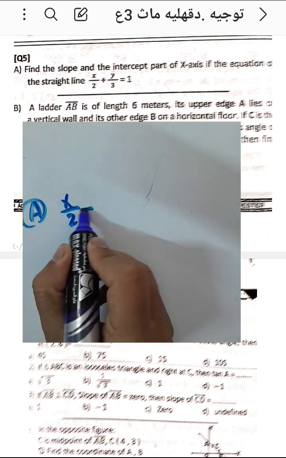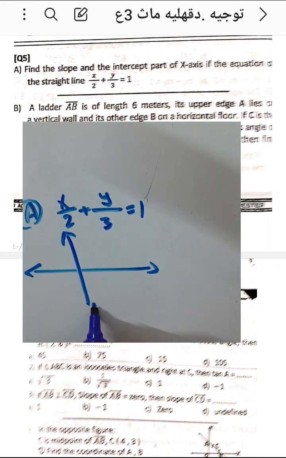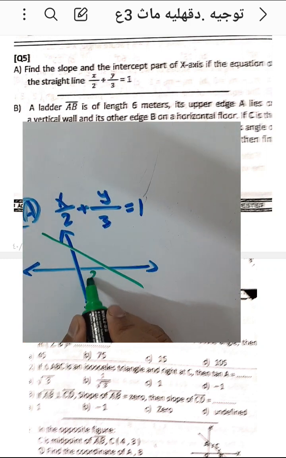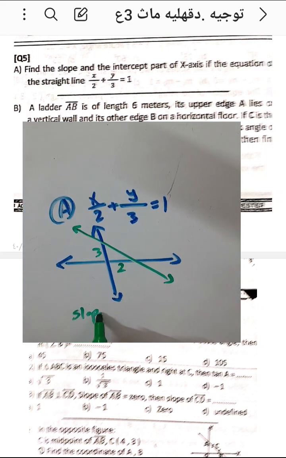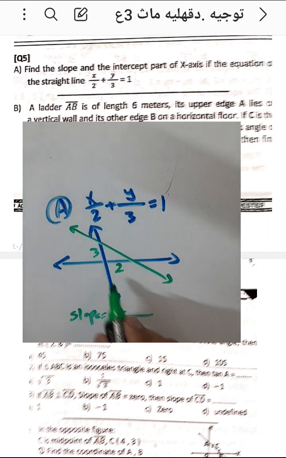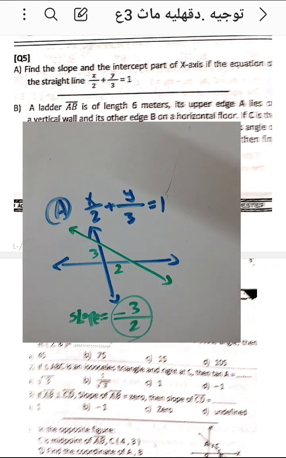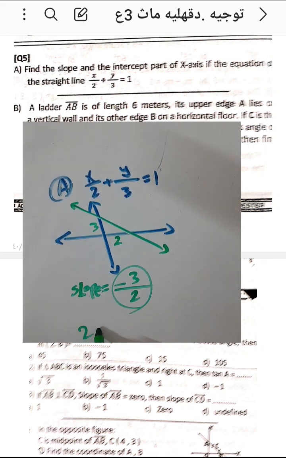Find the slope and the intercept part of the x-axis if the equation of the straight line is x over 2 plus y over 3 equals 1. What does it mean? The straight line cuts off 2 parts on the x-axis and 3 parts on the y-axis. And the slope will be negative because it's decreasing, negative 3 over 2. Slope here, negative 3 over 2. And the intercept part of the x-axis will be 2 parts.